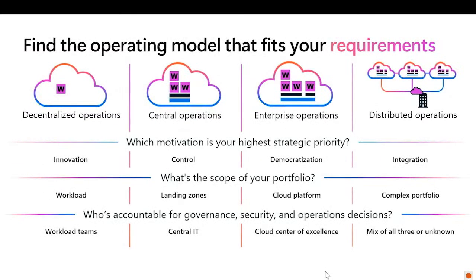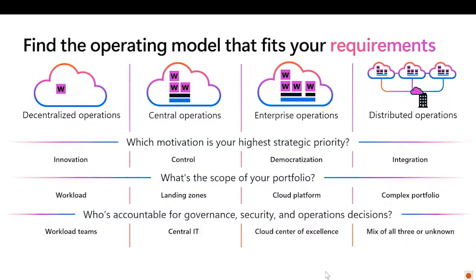Finding the operating model that fits your requirements, well, it depends, right? So if your highest strategic priority is innovation, decentralized operations could be a good approach. If you're more concerned with control and reducing risk, then you want to look at central operations. If you're trying to find the balance between central control and delegated responsibility, that's where you look at enterprise operations. And for customers who are mostly focused on integrations, you want distributed operations. It's most likely where you need to land.